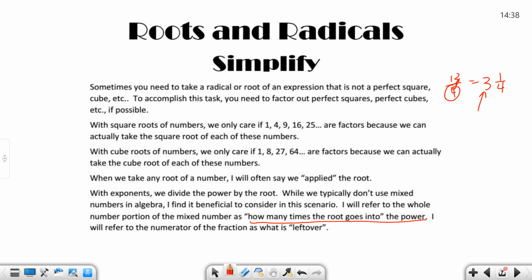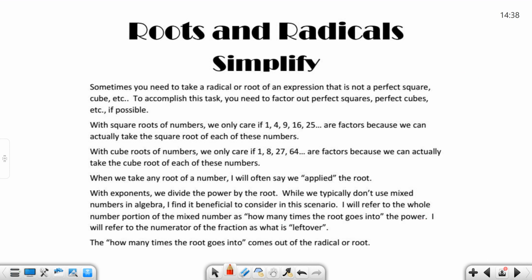The power there, 13. How many times does 4 go into the power? Well, it goes into it 3 times. That's 12 of them. So that is what I'm talking about when I talk about that, and I'll talk about what happens to it in a minute. And then I'll refer to the numerator of the fraction as the leftover. So I have 1 leftover. My remainder, my leftover, is 1. So I will talk about how many times something goes into it, and then the leftover. So again, just things that I might say as I go through this.